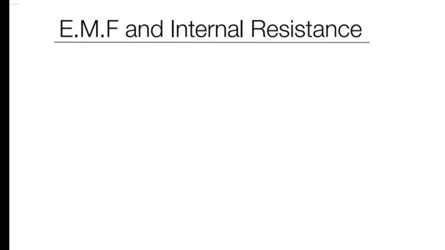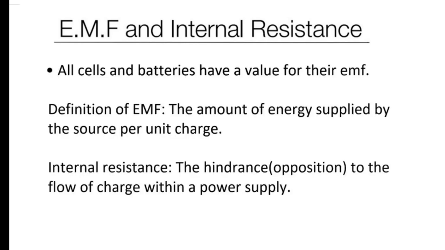Today we are going to discuss EMF and internal resistance. Now, here are some basic things that we need to establish before we go ahead. All cells and batteries have a value for their EMF. So the definition of EMF is the amount of energy supplied by the source per unit charge. So this comes from the formula V is equal to E divided by Q, or W divided by Q. Energy over charge or work done over charge.